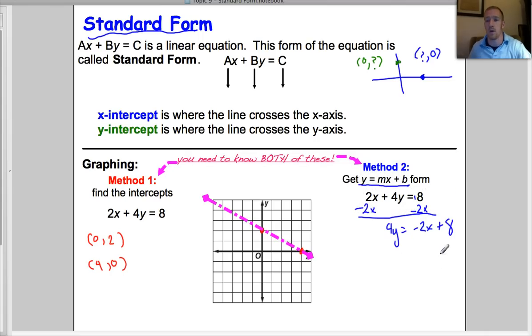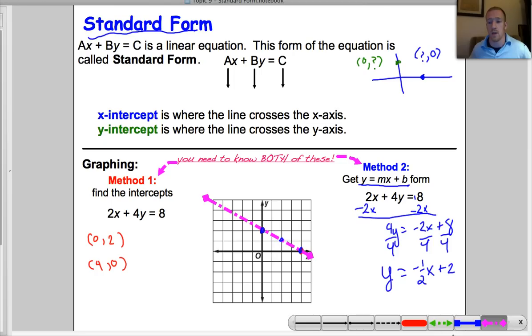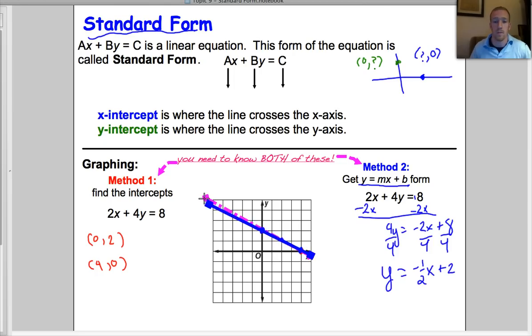Now I divide by 4 everywhere. So if I divide the left by 4, I have to divide everything on the right by 4. So that gives me y equals negative 2 over 4, which is the same as negative 1/2 x. 8 over 4 is 2, so plus 2. So my y-intercept is 2. And then my slope is negative 1/2, so down 1 over 2. Down 1 over 2. Right? You guys know how to do that. And it gives us the exact same line. Alright, so you got to know both methods.